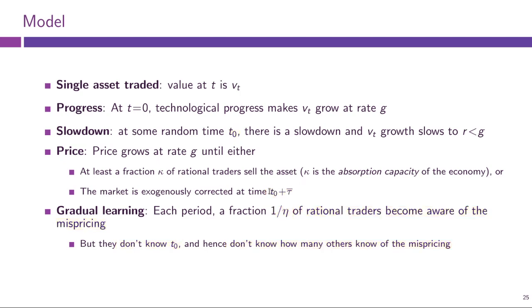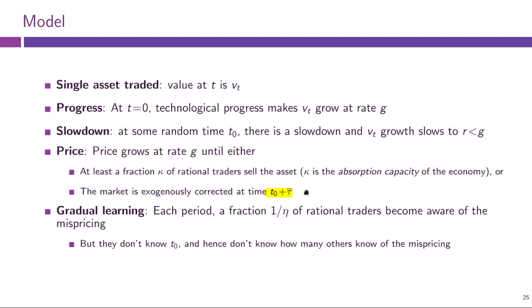Now, I am not 100% certain what the authors were trying to describe by this exogenous correction tau bar, because this is an important part of the model. A lot of it relies on this tau bar existing, on this exogenous correction happening at some point. I do not believe that they discuss it in great detail in the paper itself either, so it remains a bit of a mystery.